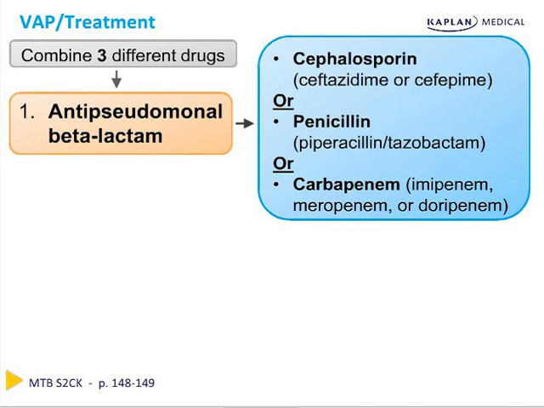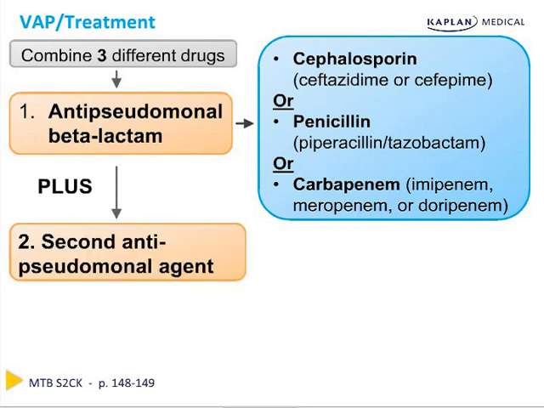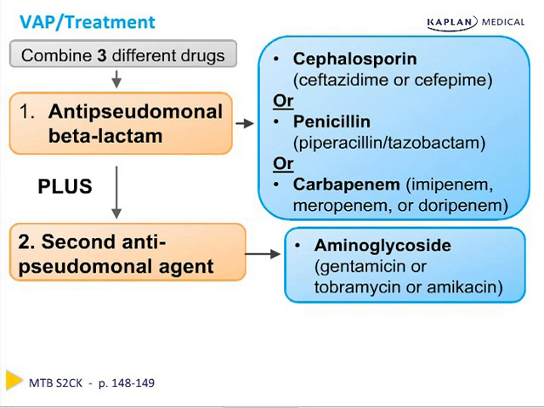However, one anti-pseudomonal drug is usually not enough. We like to add a second anti-pseudomonal agent. That's because Pseudomonas is a bug with lots of antibiotic resistance. Your first drug, either the cephalosporin, penicillin, or carbapenem, might not be enough to kill the certain strain of Pseudomonas that your patient has. Therefore, another one, such as an aminoglycoside, gentamicin, tobramycin, or amikacin, should be given at the same time as the first anti-pseudomonal beta-lactam is administered. Remember, you can always peel off antibiotic coverage later when the patient starts to improve.